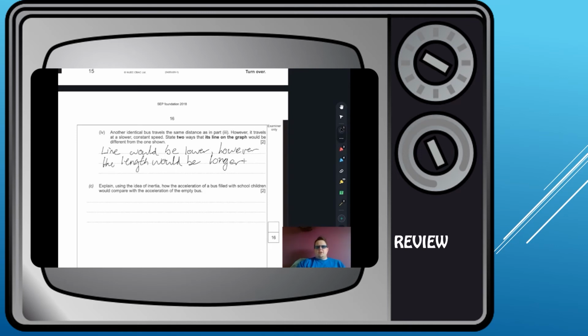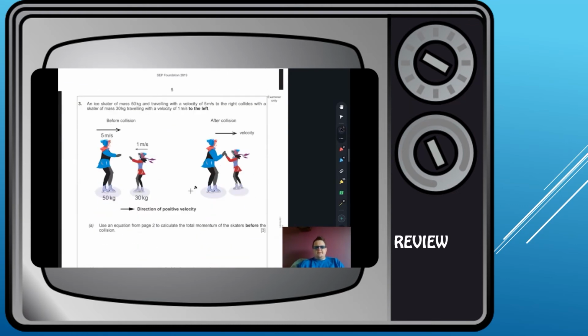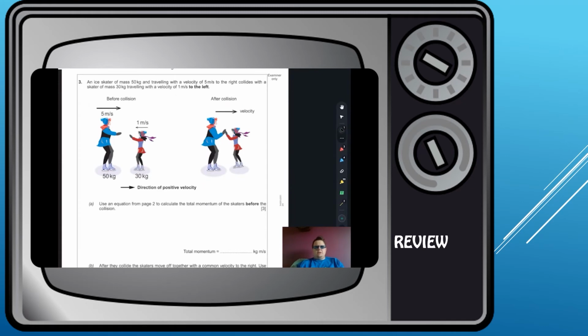Using the idea of inertia, explain how the acceleration of the bus filled with children would compare to the acceleration of the empty bus. So we'd have more inertia. Okay, so we'd have a slower acceleration. One mark for saying more inertia, one mark for saying slower acceleration. Okay, so on to 2019.